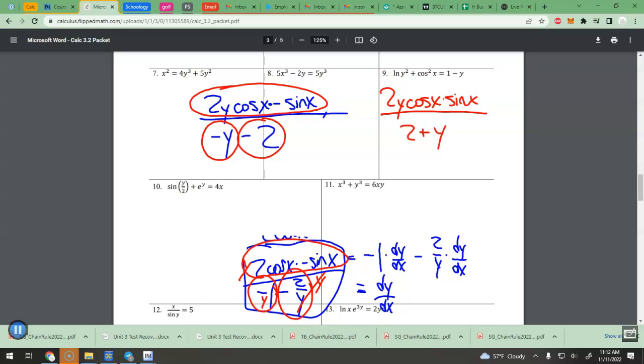Would you have to flip the sign on the 2y cosine of x? This is all one thing. So this term is negative. It's like 3 times 7 times negative 2 times 8. That's a negative number because it's positive, positive, negative, positive. This is positive, positive, negative. So it comes out negative. So I switch one of them, it'll be fine.